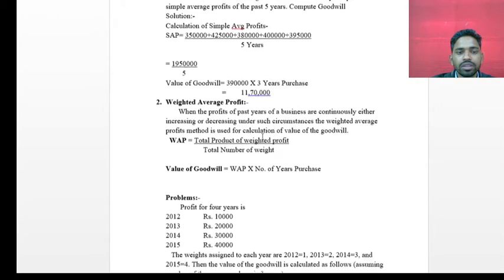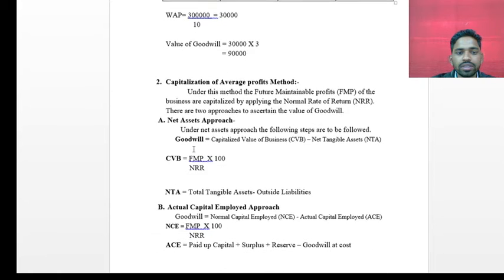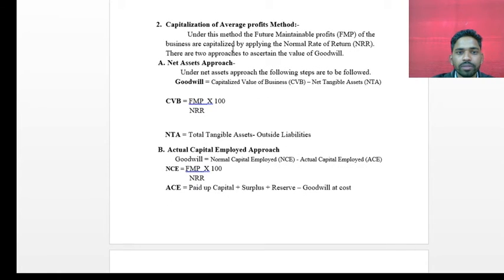So now see, the second one is the capitalization of average profit method. Under this method, the future maintainable profits of the business are capitalized by applying the normal rate of return. So under this method we have to calculate the goodwill value with the help of the future maintainable profits as well as the normal rate of return. In this there are two concepts: the net assets approach and the actual capital employed approach.